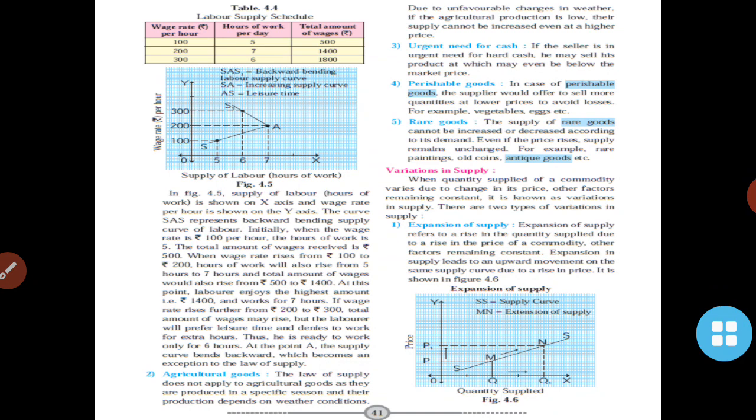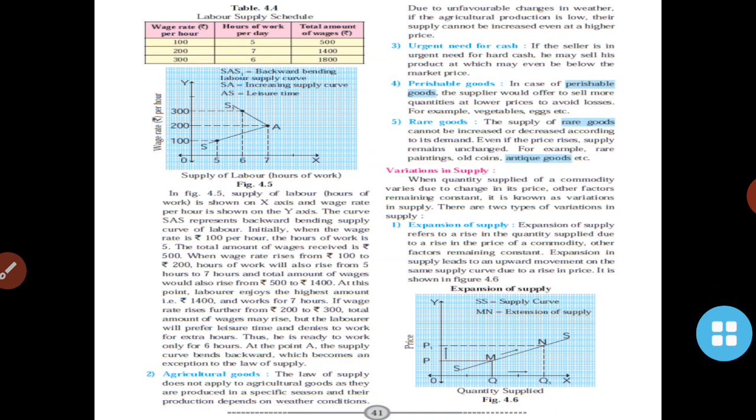Because of that, the farmer is unable to send his production from one place to another place. Because of that, the price is going higher and supply is not increasing.